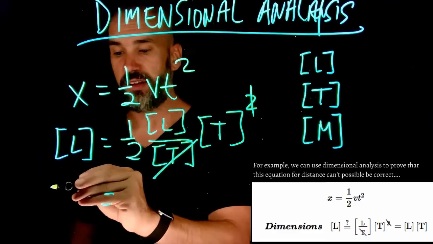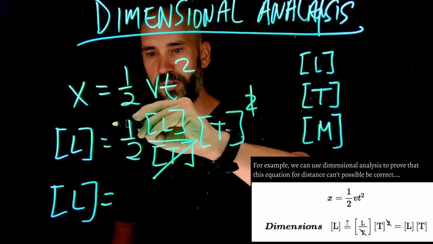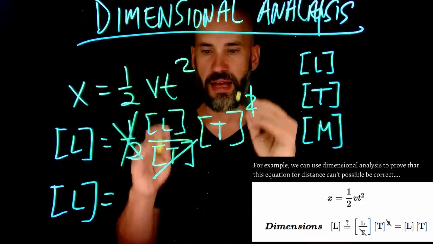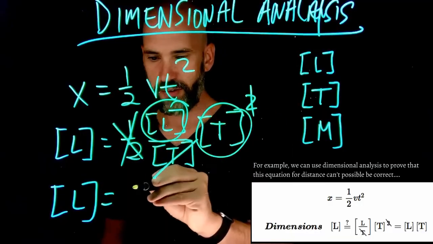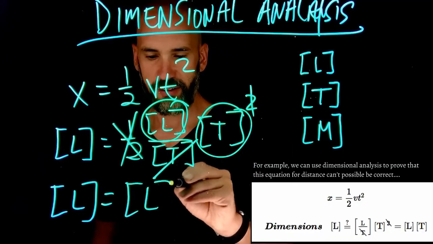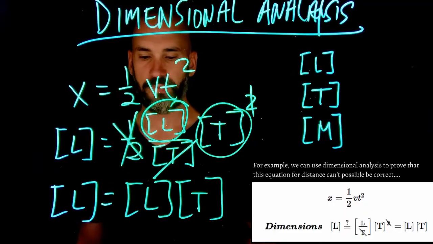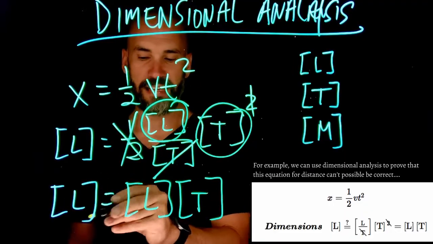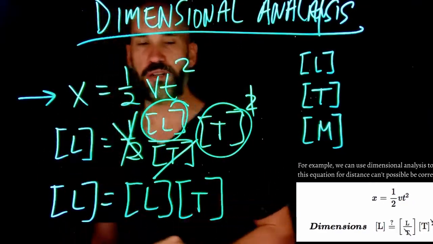Whenever we're doing dimensional analysis, we don't care about the constants, right? Because there's no units there. So we cross this guy out, and that makes us left with 1 L and 1 T. So that's going to be L equals L times T. Can that be true? Absolutely not, right? A length cannot equal a length times a time. So we know that we've chosen the wrong equation, okay?